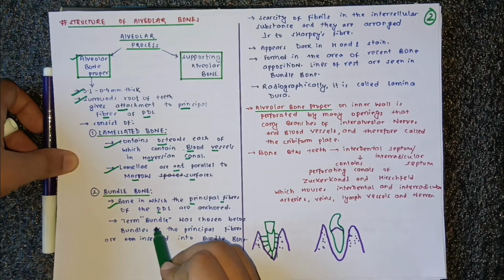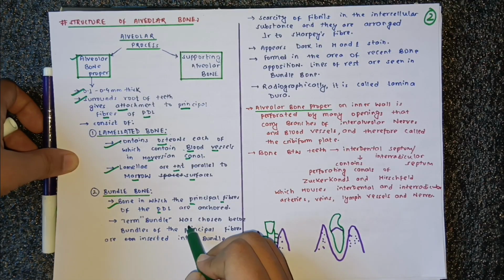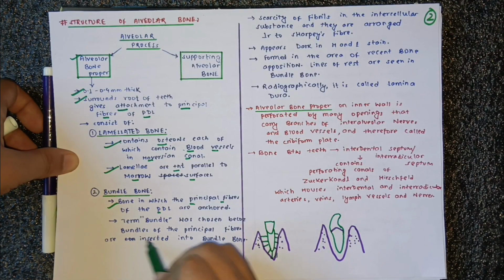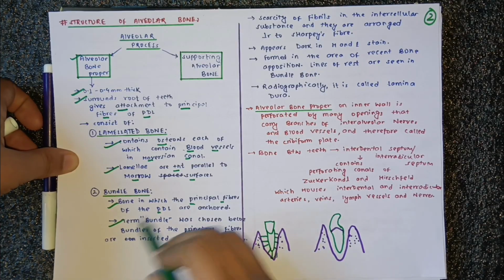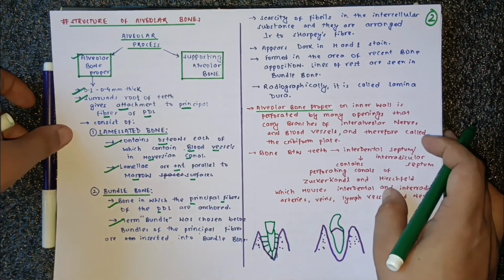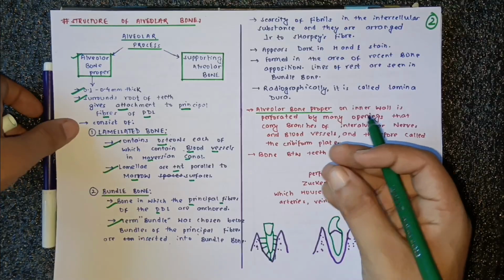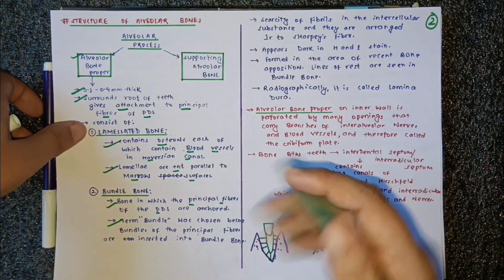It is termed bundle bone because bundles of the principal fibers are inserted into the bundle bone. This is very easy to understand. They are called bundle because the principal fibers in bundles are attached there.